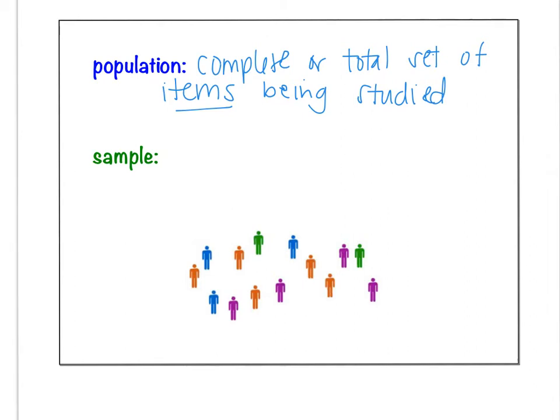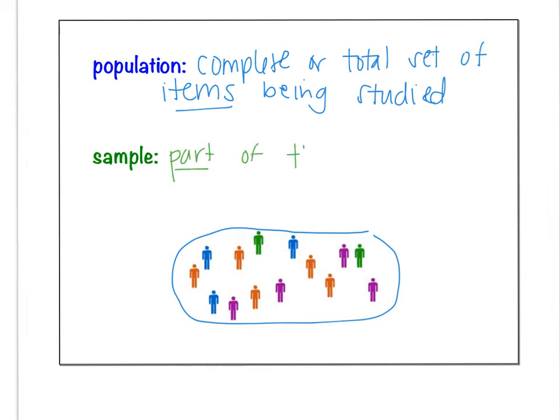So a population, the complete or total set of items being studied. And if you notice, I also have this graphic down at the bottom of the page. A population would be that entire set. So that's the population. Then for sample, we're just going to say a sample is a part of that population. Just a small part, not the complete set, just a part of it.